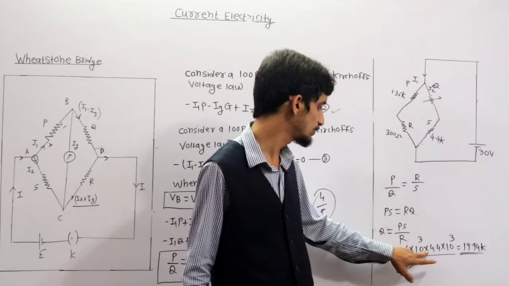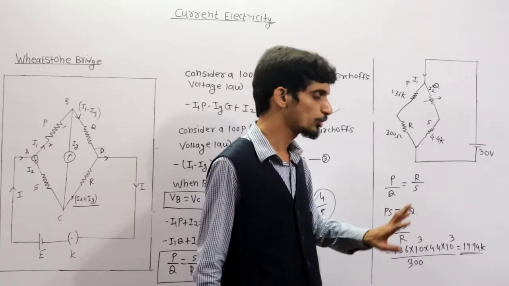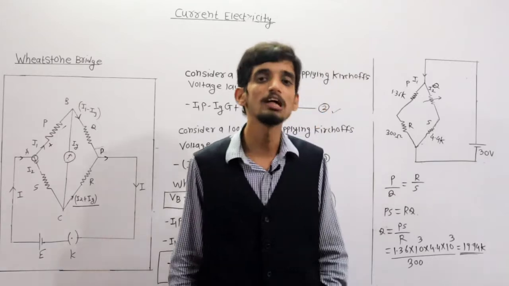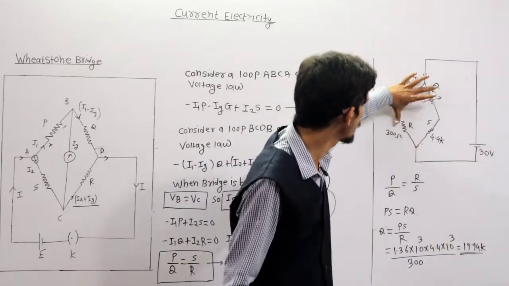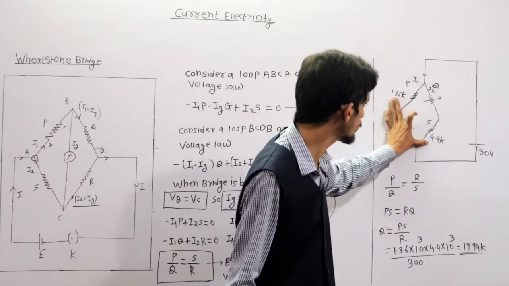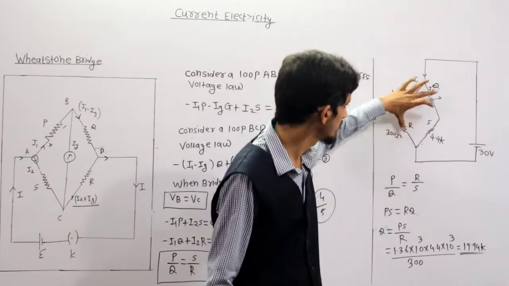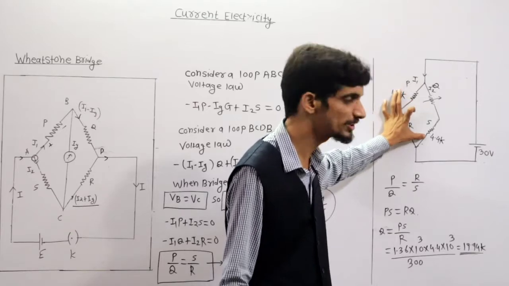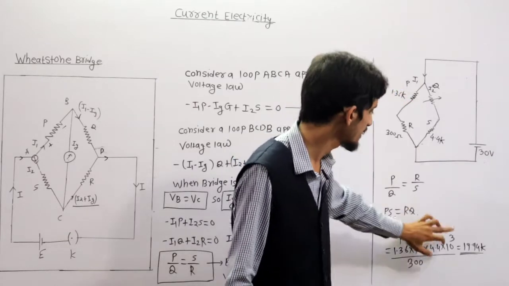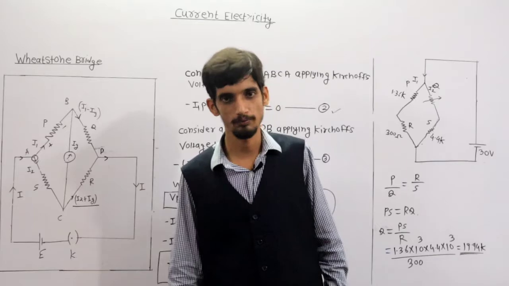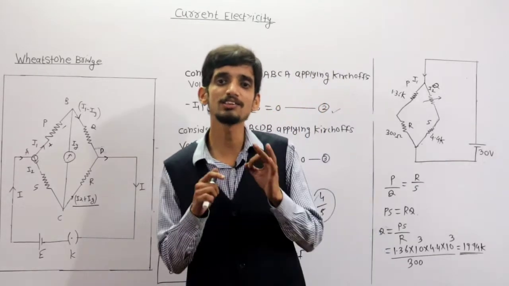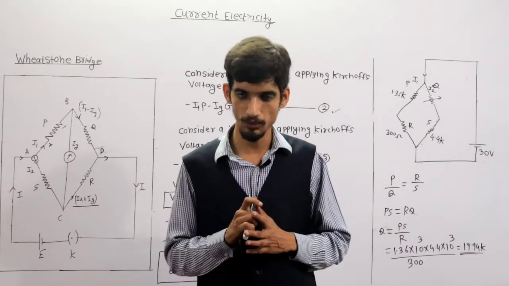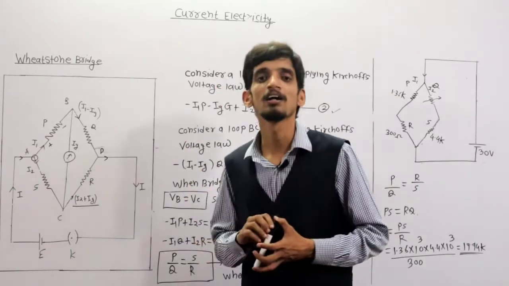That is 1.36 into 10 raised to 3 into 4.4 into 10 raised to 3 upon 300, which is equal to 19.94 kilo ohm. It means this product is equal to this product. This product is known because both resistances are known, but this one is unknown, so its value should match this product, and that value is 19.94 kilo ohm. Clear? So in this way we have discussed the Wheatstone bridge network and its balancing condition.